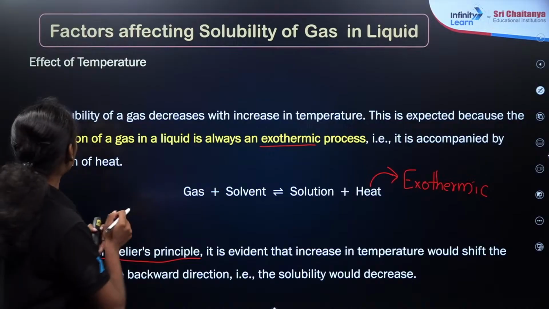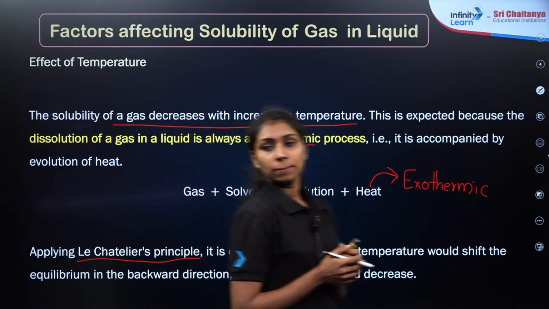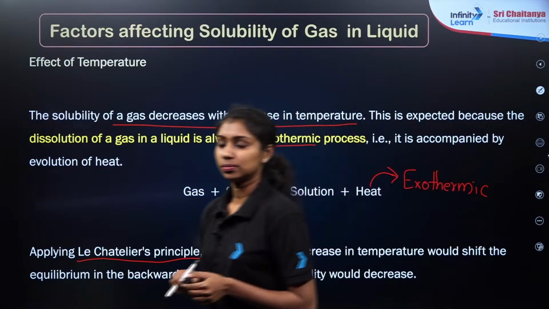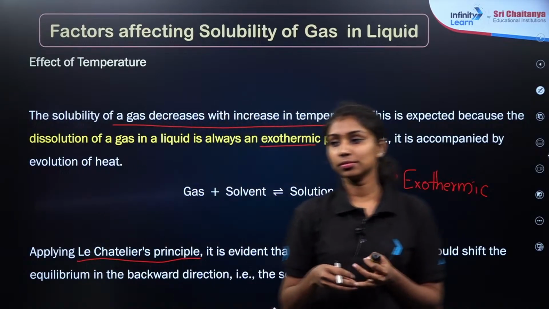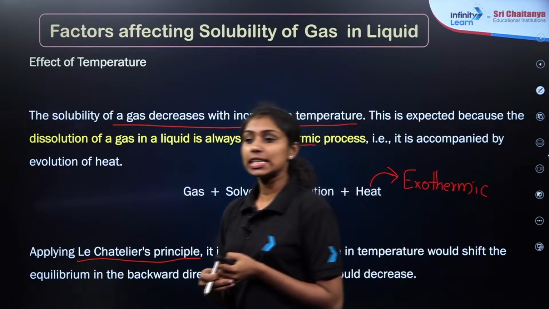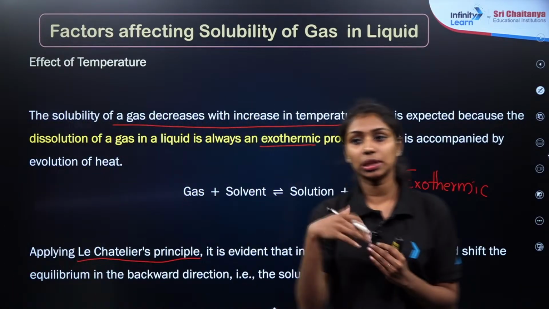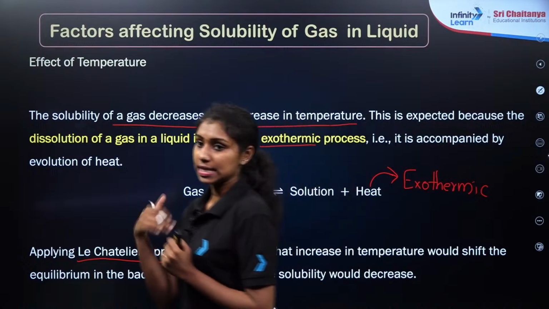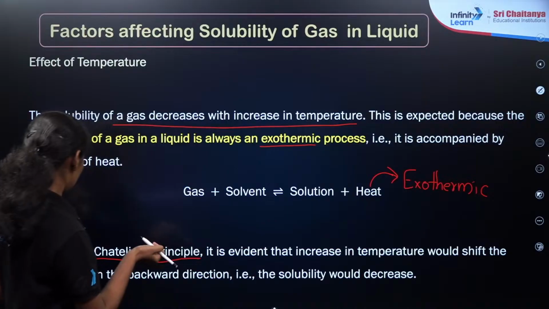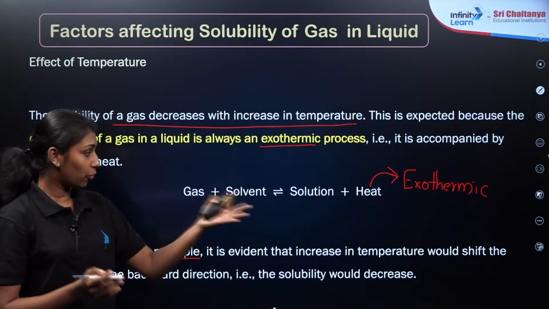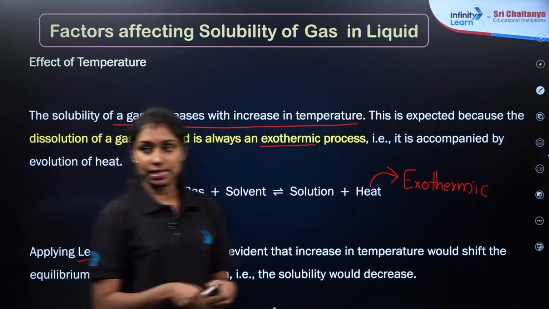Dhananjit, is that clear now? Because, reason? Dhananjit, is that clear? Because it is an exothermic process, right? If you have an idea about Le-Chatelier's principle, exothermic process means heat is releasing, right? So what will happen to the reaction? In order to overcome this condition, the reaction will move in the backward direction, which means the solution changes back to solvent and gas, which means solubility decreases. Clear?